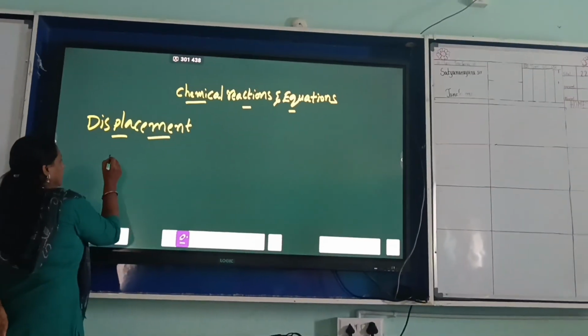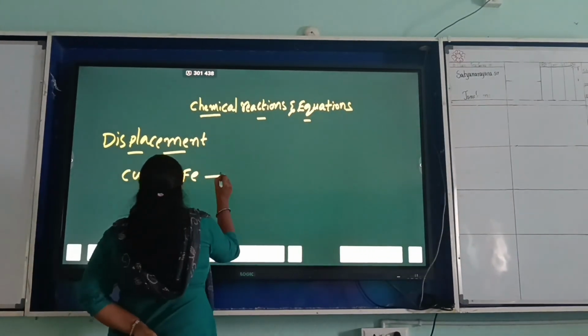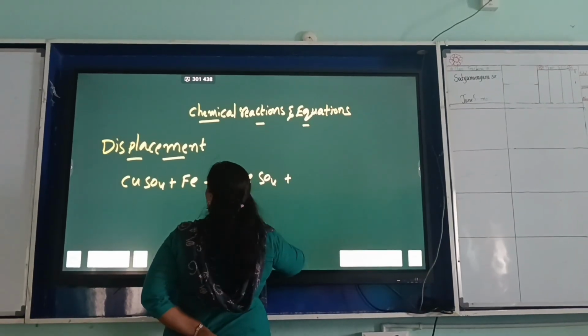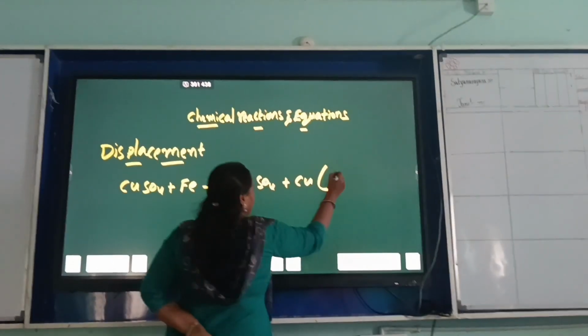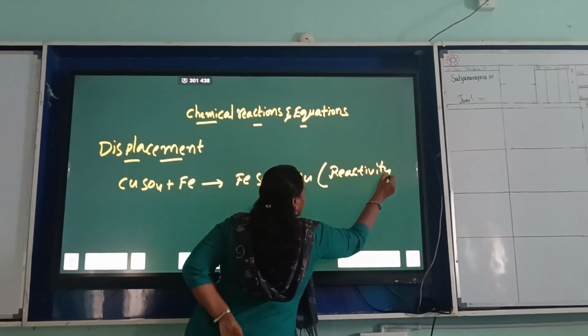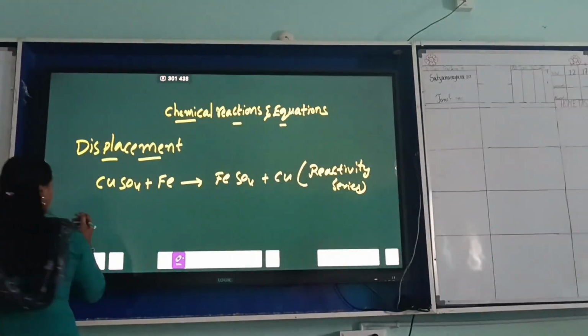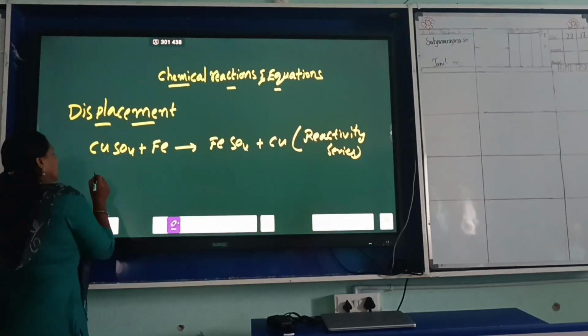Next one, displacement reaction. What is a displacement reaction? Already we discussed displacement, in the third activity. And one more example, copper sulfate plus iron. In the reactivity series order, comparing copper and iron, iron is more reactive than copper, so iron displaces that one, giving iron sulfate plus copper.